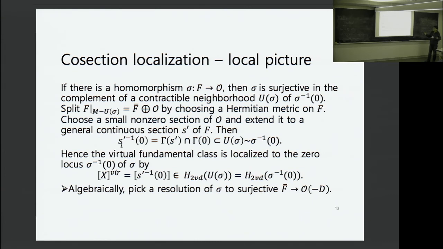So, for instance, you can choose a Hermitian metric on this complex vector bundle F. Then you can split the bundle F into a direct sum of two vector subbundles. So F bar is a subbundle of one rank lower, and O is a trivial line bundle. F bar is the kernel of this surjective homomorphism.